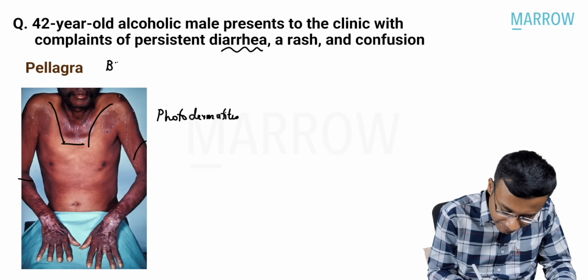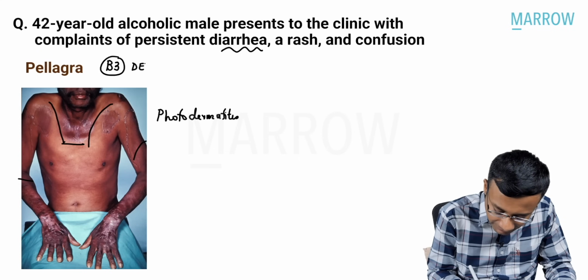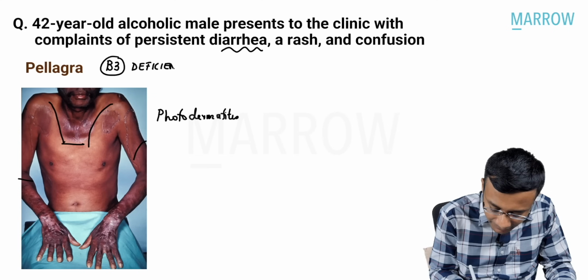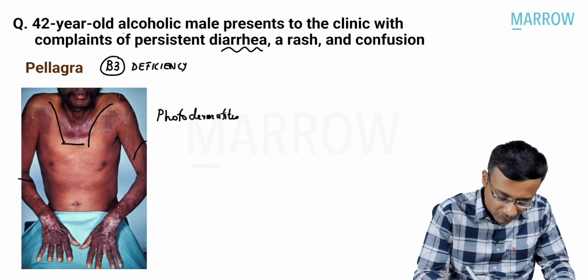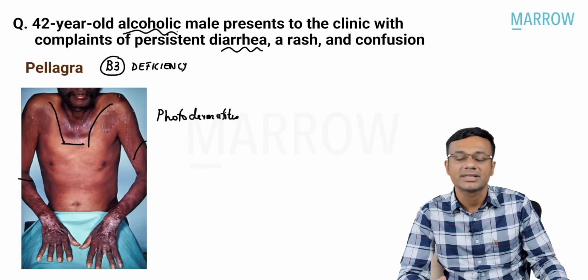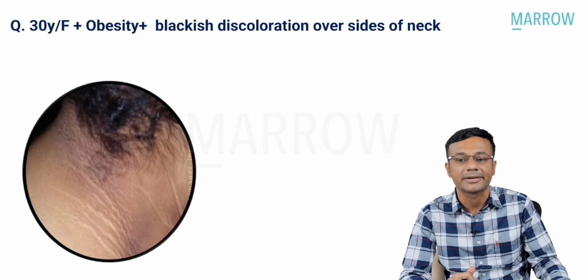Pellagra is B3 deficiency, vitamin B3 deficiency. One more hint for pellagra: the question says alcoholic. So chronic alcoholism predisposes the patient to develop pellagra.